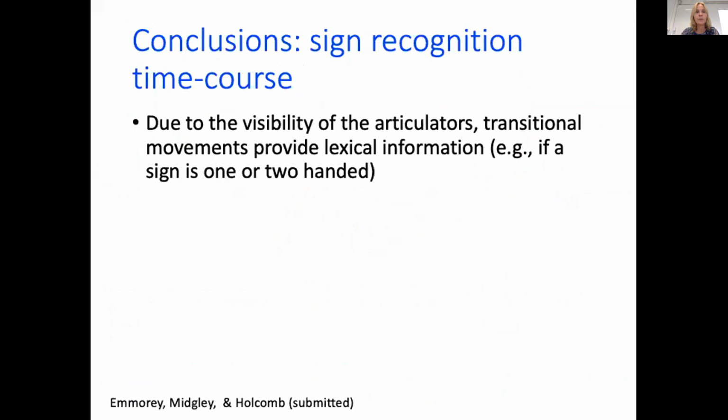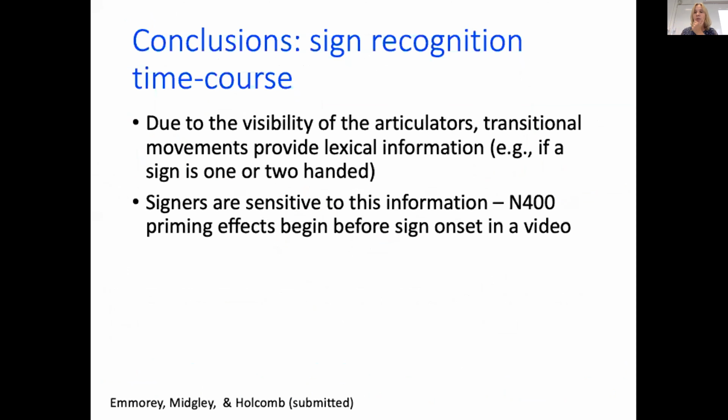So what do we conclude? One, due to the visibility of the articulators, transitional information provides lexical information that signers make use of. So for example, you can see immediately whether a sign is one-handed or two-handed, even before you get to the sign onset, and signers are sensitive to that information. So we can see that the N400 priming effects begin before sign onset within a video. So they're using that information for lexical access.